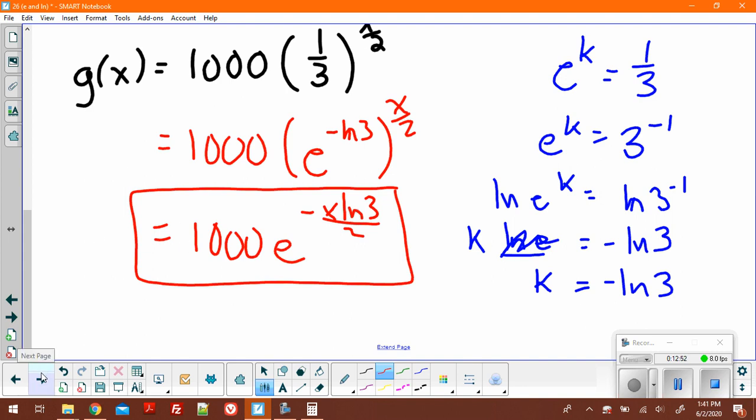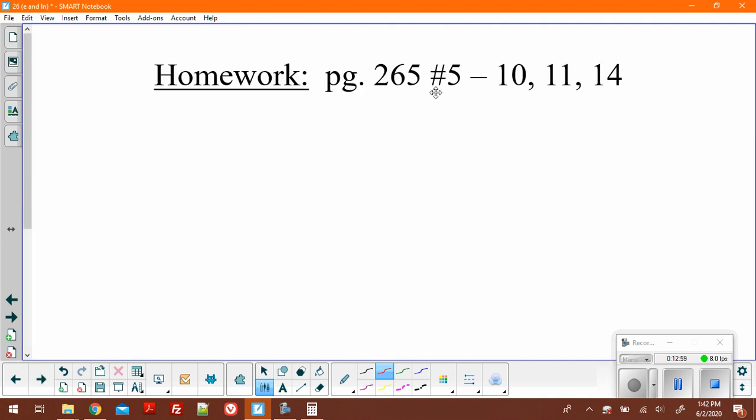So those are the basics of how to use e and ln, the natural logarithm. There's the practice work I would like you to have a look at. And of course, if you have questions about it, please send me a message.